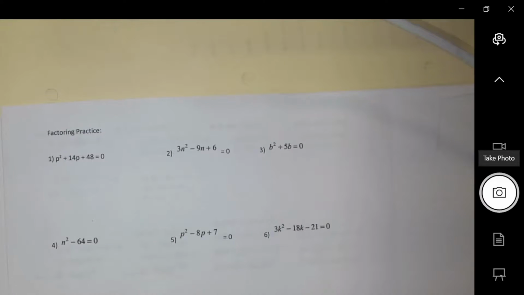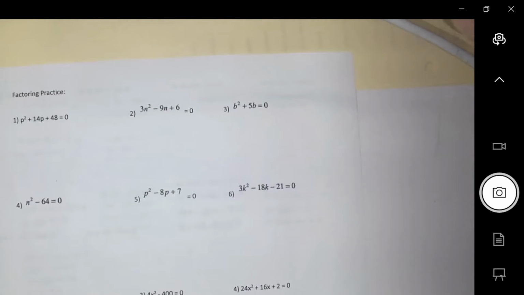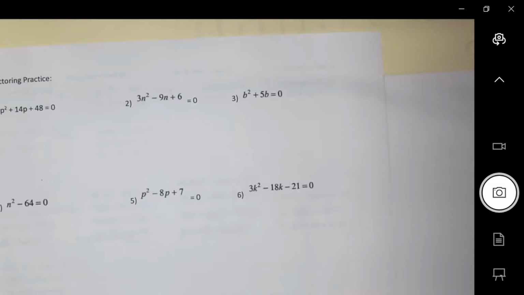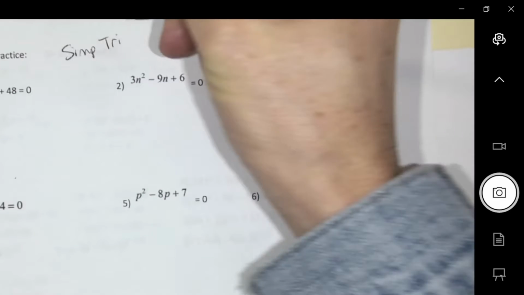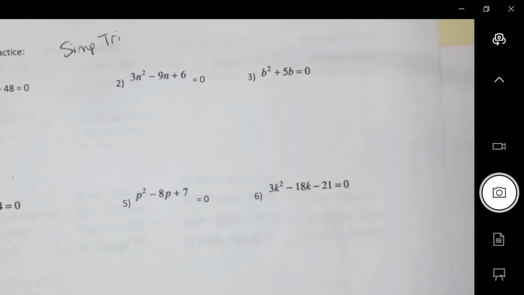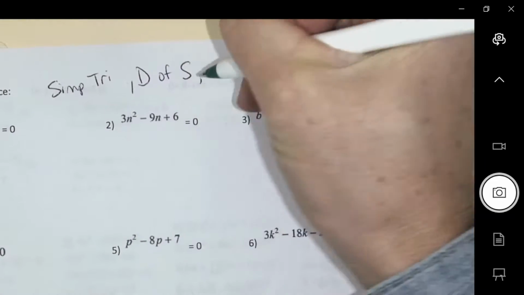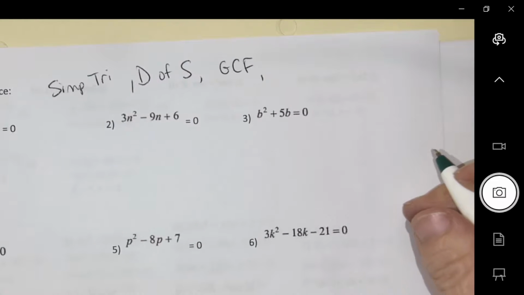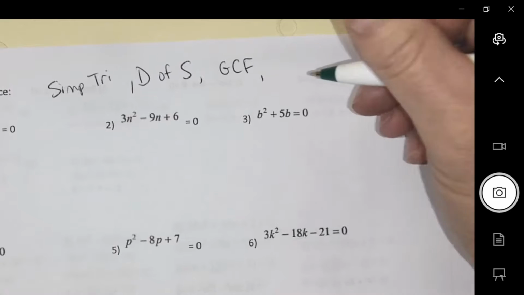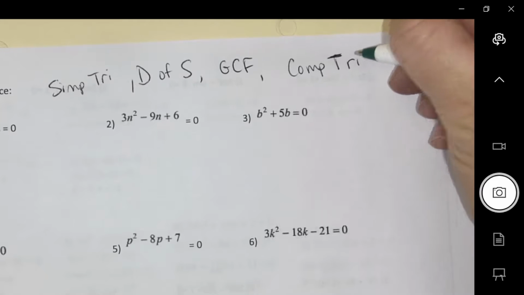Okay, so yesterday's factoring, we did 3 styles. Do we know what the names of the styles were that we did? We did simple trinomials. We did a difference of squares. And we did a GCF, a greatest common factor. And then what was the 4th one, but we did not do it yesterday, but complex trinomials. So we're going to get to that one today.